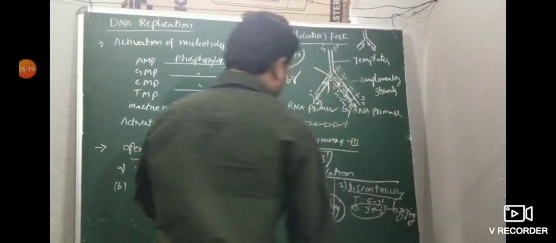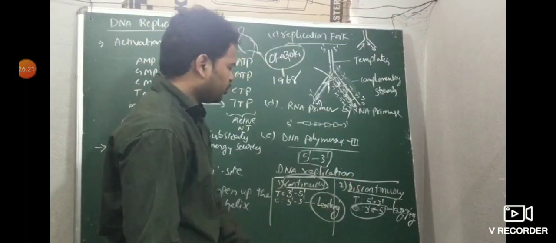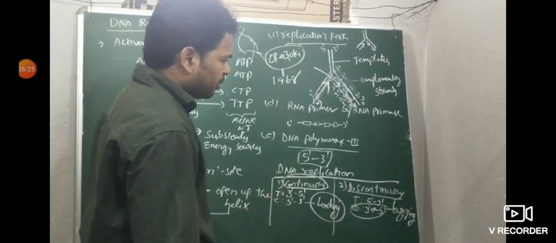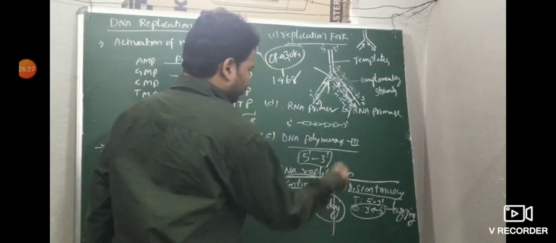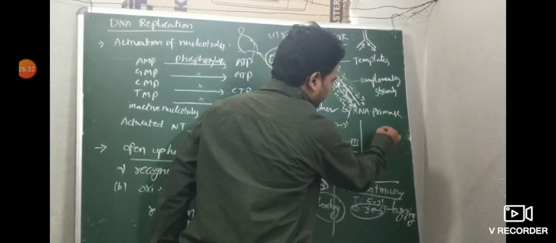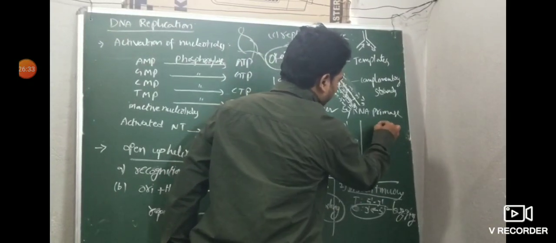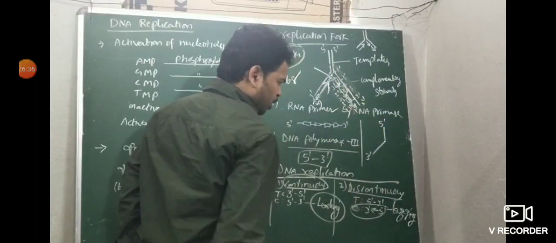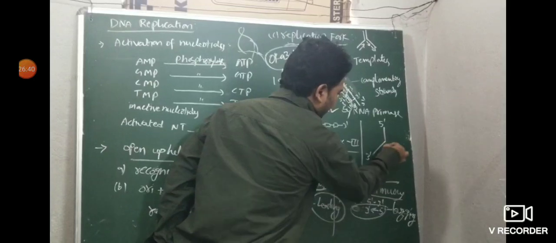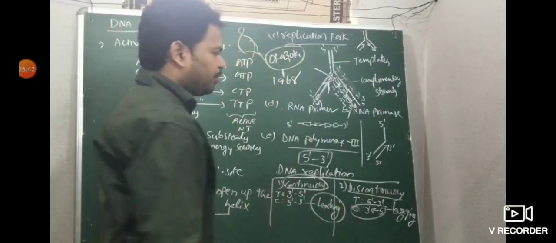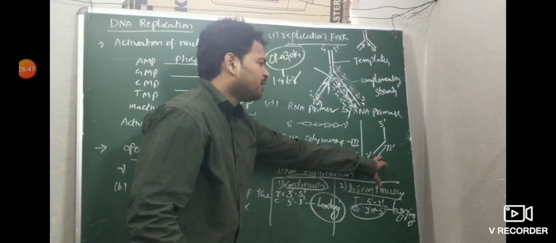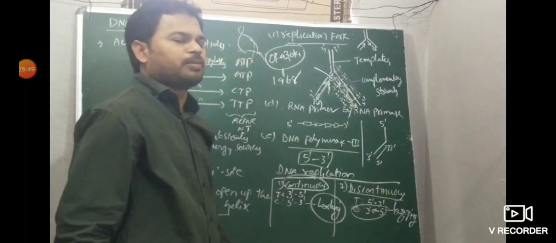Now, there are two types of DNA replication: continuous replication and discontinuous replication. For example, I will show here. In continuous replication, this is the template strand, 3' to 5'. The new complementary strand is formed in the 5' to 3' direction like this. This strand is the leading strand. This type of replication is continuous replication.